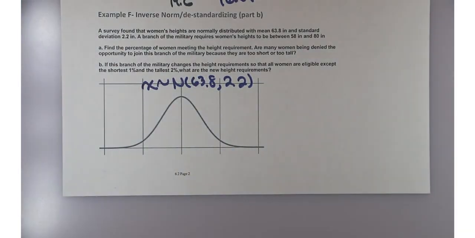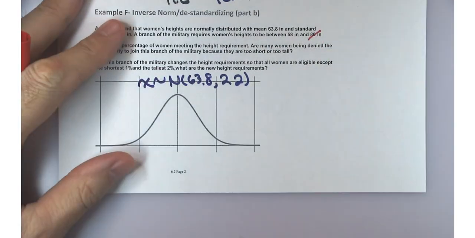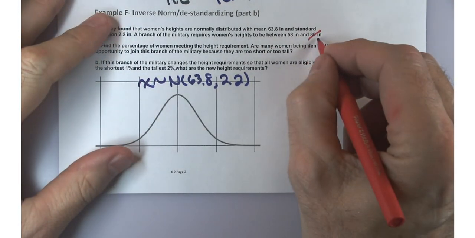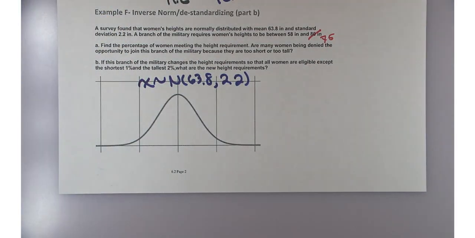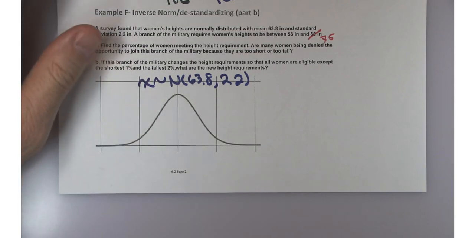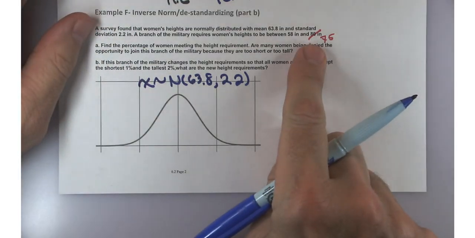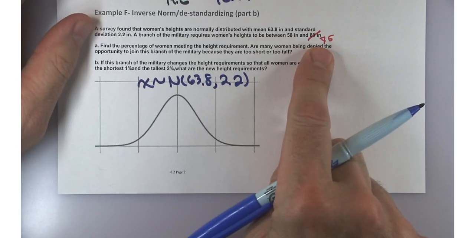There's two parts to this. First of all is find the percentage of women meeting the height requirement, which is between 58 and 80 inches. 80 inches is just ridiculously high. There's no one that tall. All right, so let's make that, let's go 75 in honor of my colleague that teaches ESL here. So I want the percentage of women that are this tall.